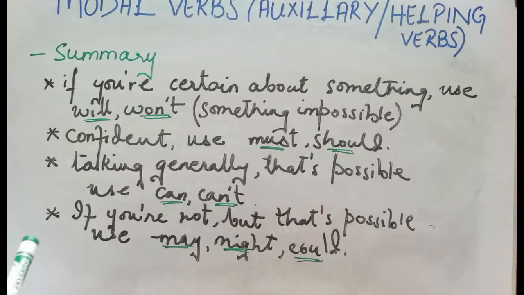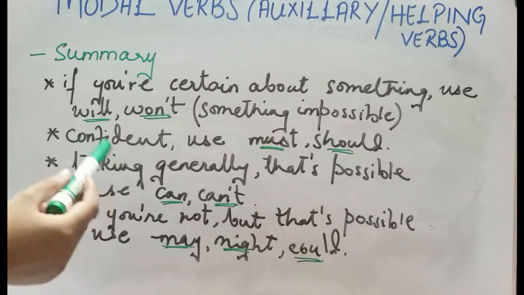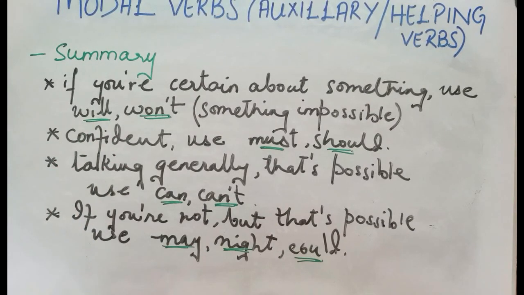The last one says if you are not sure about that thing, if you're not confident enough, if that's not possible, a little possible but not 100% possible, you are going to use may, might and could. I hope this class was clear to all of you.